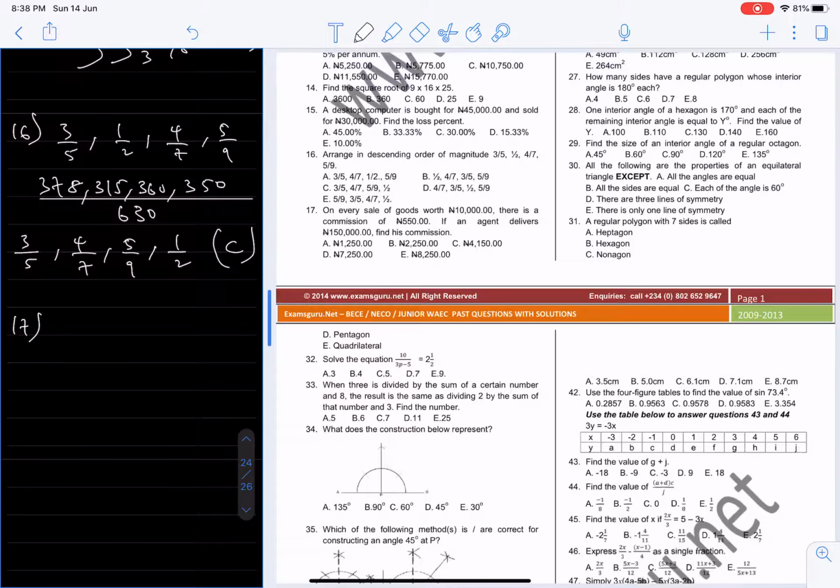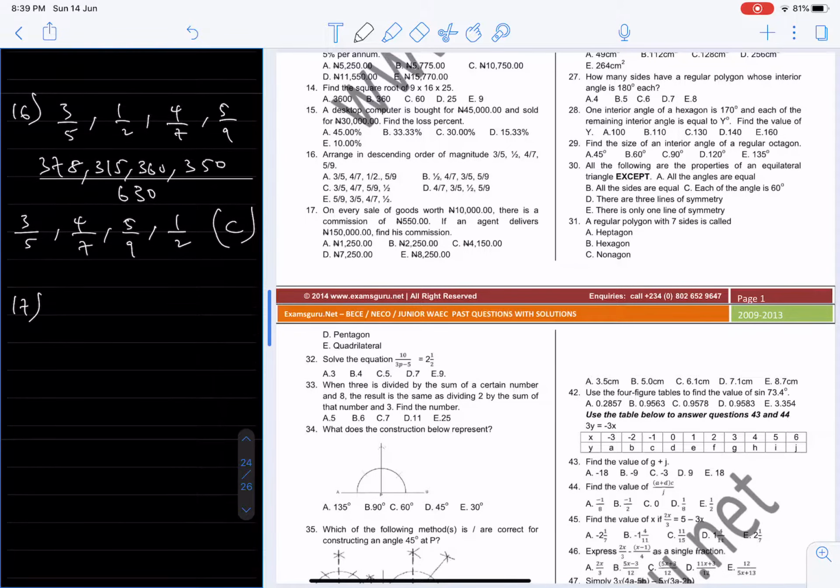Number 17. On every sale of goods worth 10,000 naira, there is a commission of 550 naira. If an agent delivers 150,000 naira, find his commission. On every sale of goods worth 10,000 naira, there's a commission of 550 naira. If an agent delivers 150,000, what's his commission? That means 10,000 naira gives a commission of 550 naira.